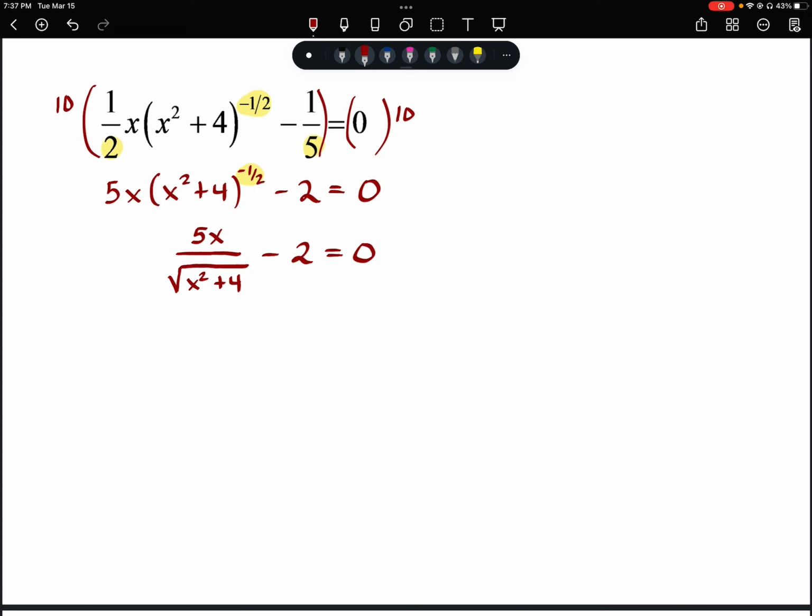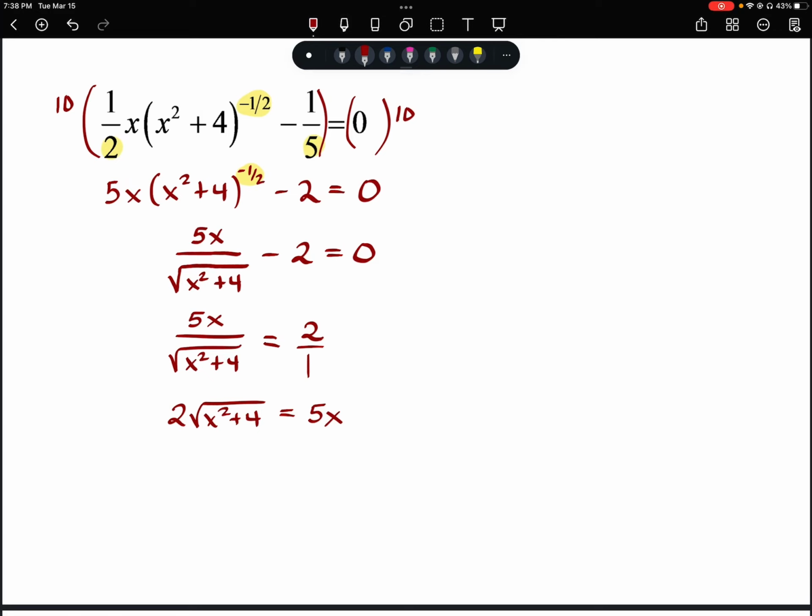And if it was me, I've got two terms, so let's just make it into a proportion. We'll add 2 to each side. We've got 5x over the square root of x squared plus 4 now equals positive 2. Or you can think about it as 2 over 1. Let's cross multiply. We have 2 times the square root of x squared plus 4 is equal to 5x.